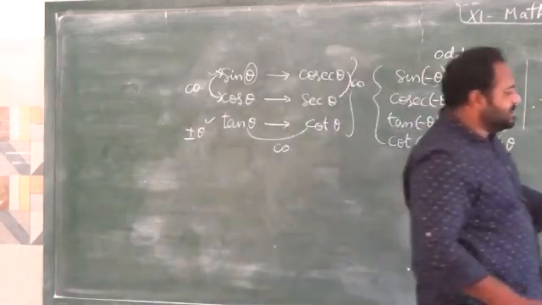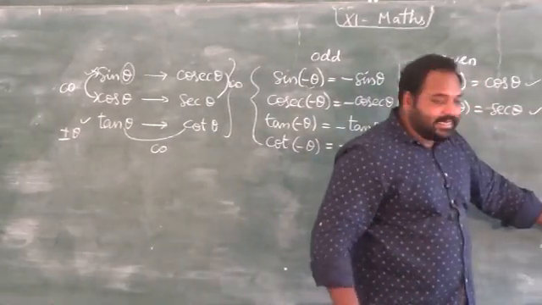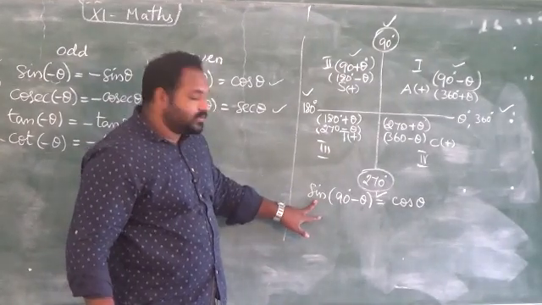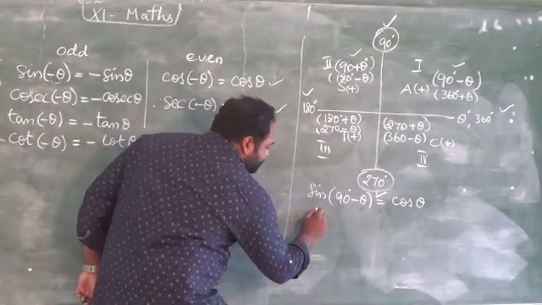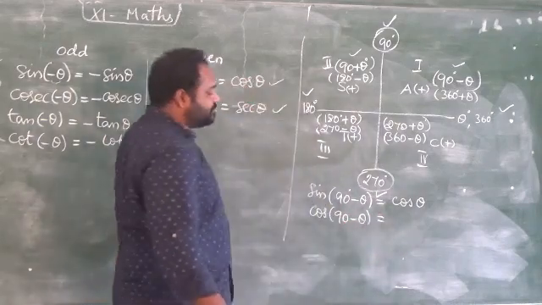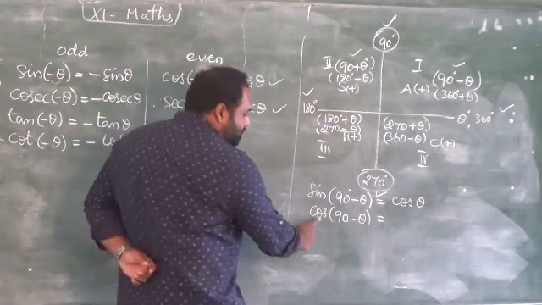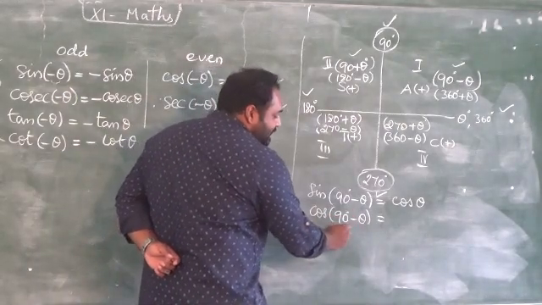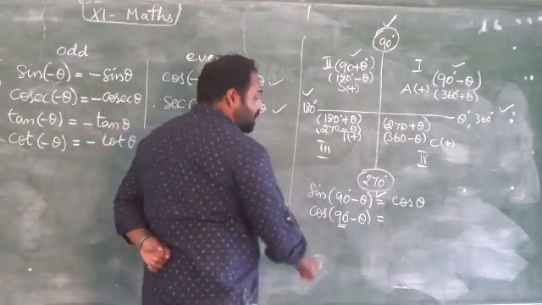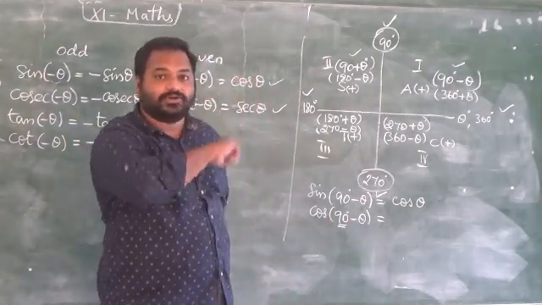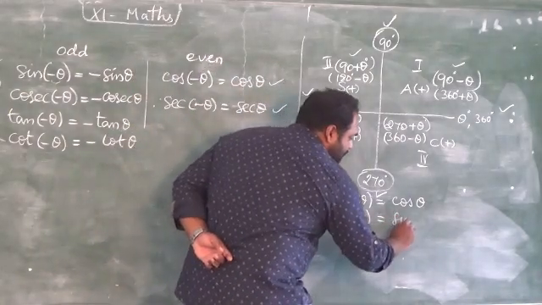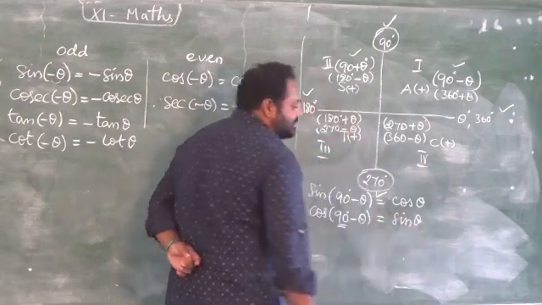So when you have 90 degrees or 270 degrees in this format, we have to change into the co-ratio. Cos of 90 minus theta: how can we write it? Since we have 90 here, as soon as you see the 90 degree value, immediately remember that first we have to change into the co-ratio. What is the co-ratio of cos? Sine. Theta stays as it is.